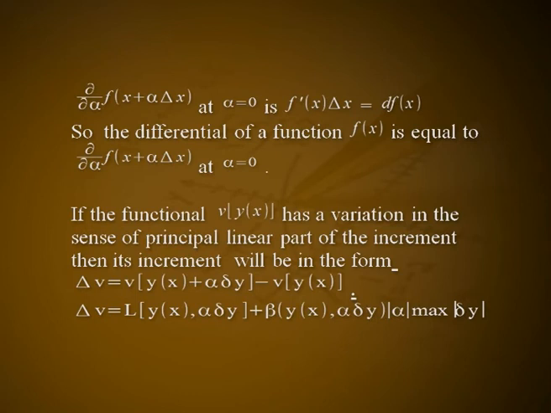If the functional v of y of x has a variation in the sense of principal linear part of the increment, then its increment will be in the form delta v equal to v of y of x plus alpha delta y minus v of y of x. This can be written as delta v equal to L of y of x, alpha delta y plus beta of y of x, alpha delta y times alpha times maximum of delta y.